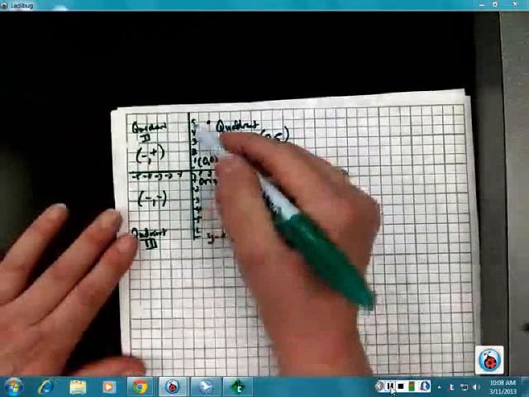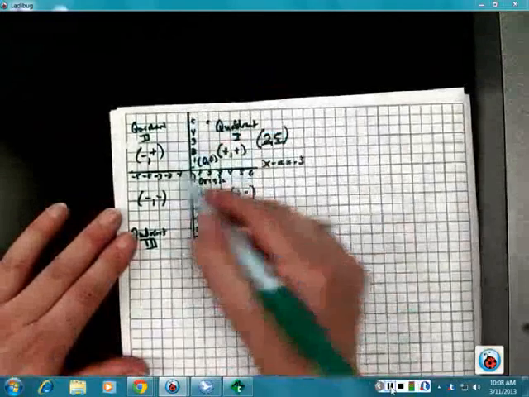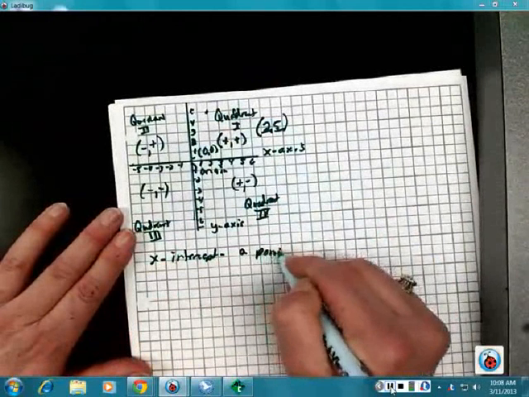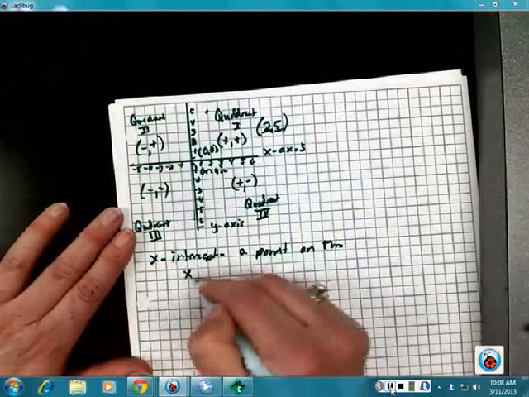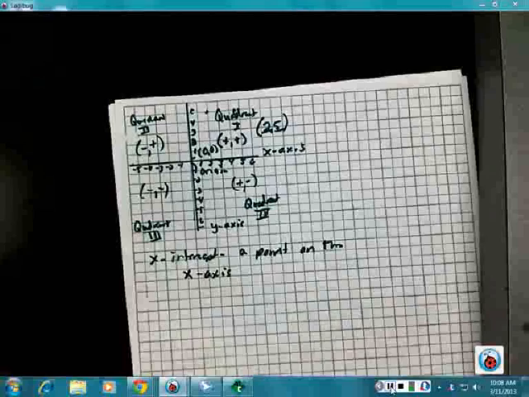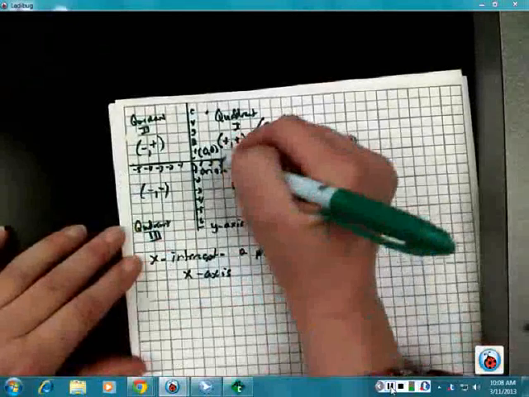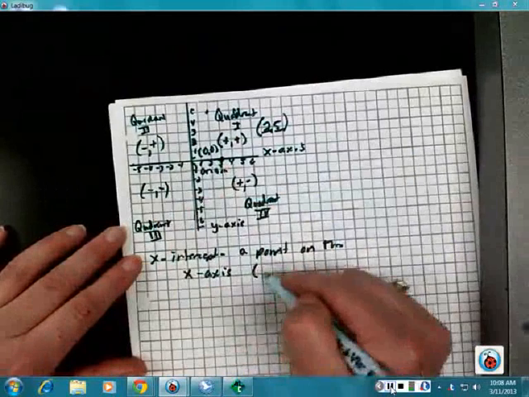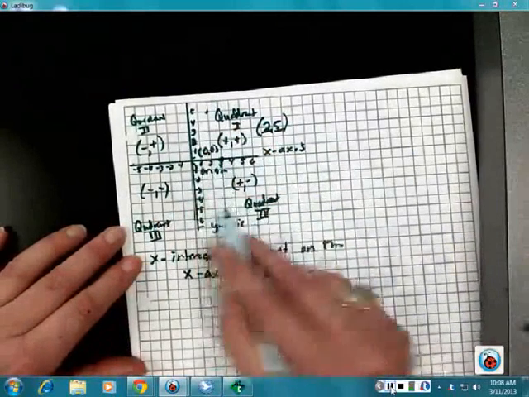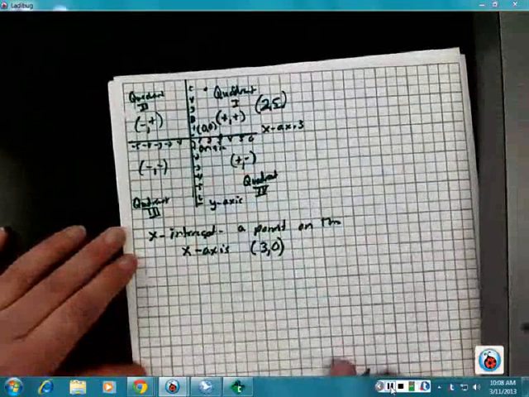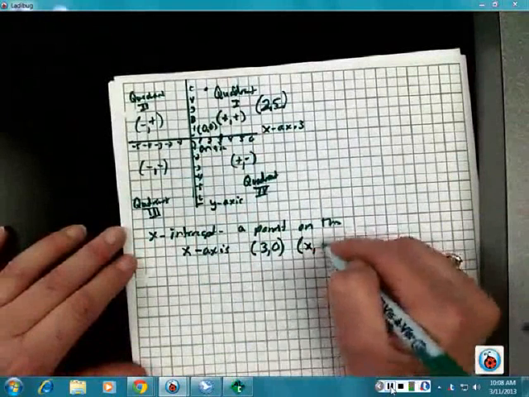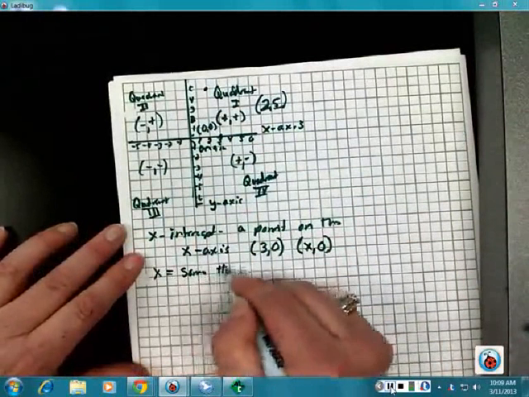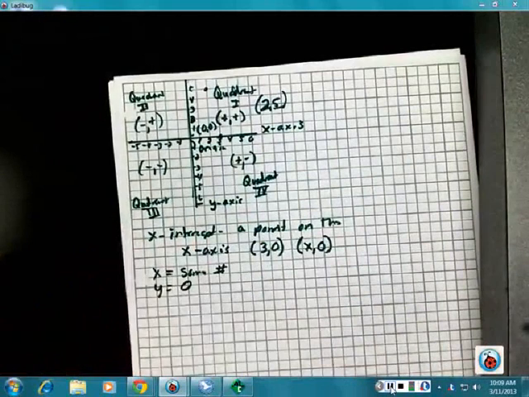Now, if you have a point that sits on an axis, if you have an x-intercept, that is a point on the x-axis. So it's going to sit right on the x-axis. If I said I had an x-intercept and it's set right here at 3, what does that tell me about that x-intercept? Well, it tells me that x is 3, but where have I moved? I haven't moved anywhere, so y is 0. Okay? Every x-intercept will have an x value, but y will always be 0. So x will be some number, but y is always going to be 0. It will never change.